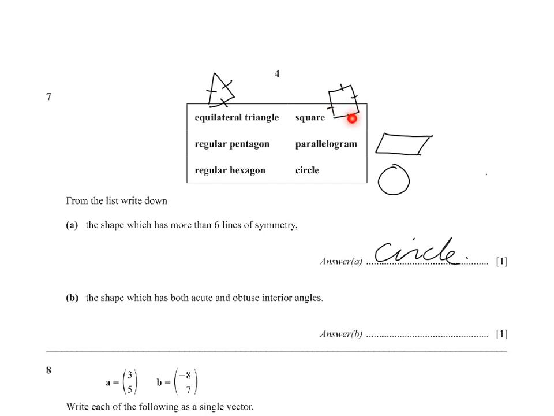The shape which has both acute and obtuse interior angles? Well, here they're all 90 degrees. Here all the angles are the same. These angles are all the same. These angles are all the same. So only the parallelogram is left with angles that can be obtuse and acute, or actually have to be obtuse and acute. Parallelogram, there you go.